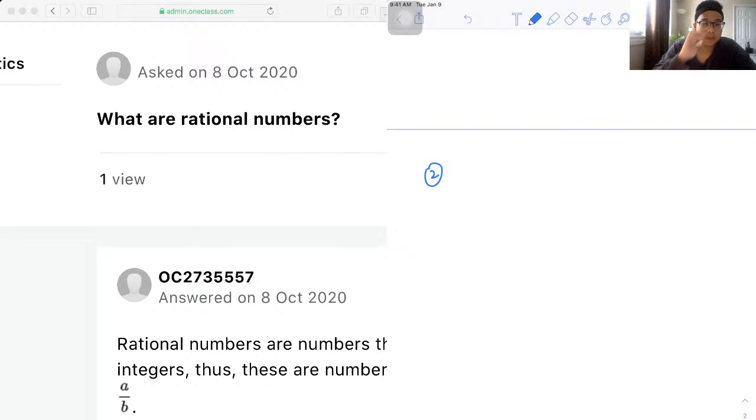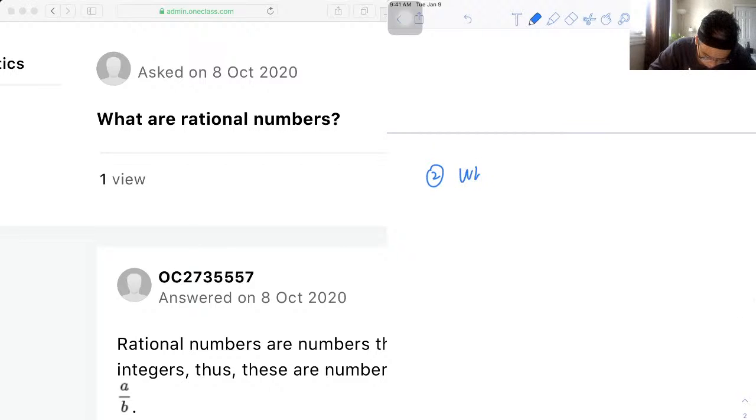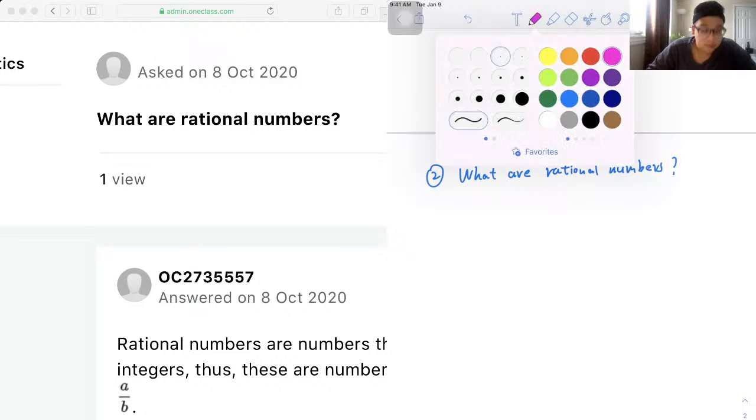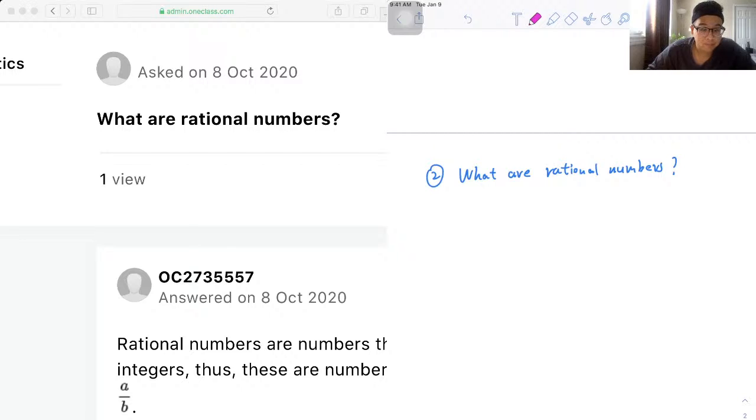So our second question today is asking us what are rational numbers? Alright. So rational numbers are numbers that can be obtained by dividing two integers. So let's write the first key point down. Obtained by dividing two integers.